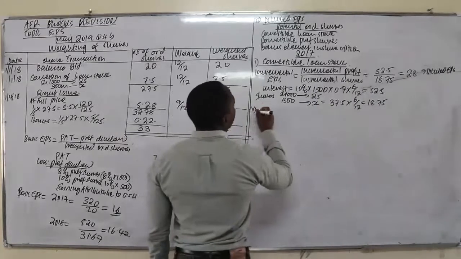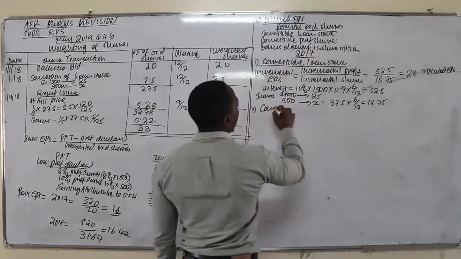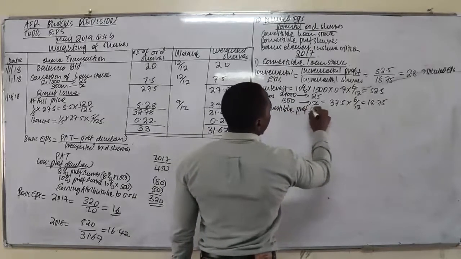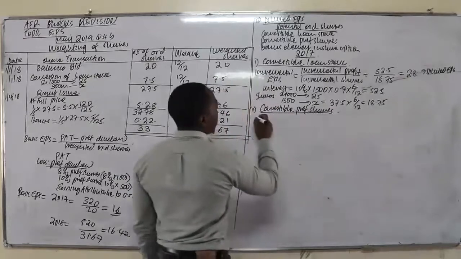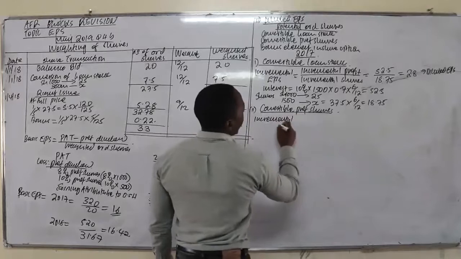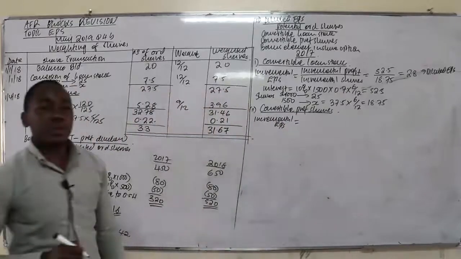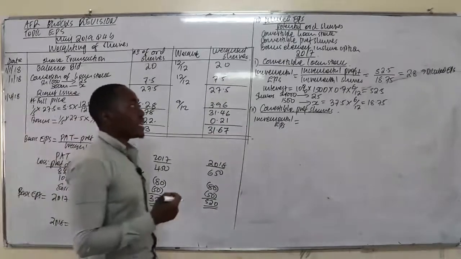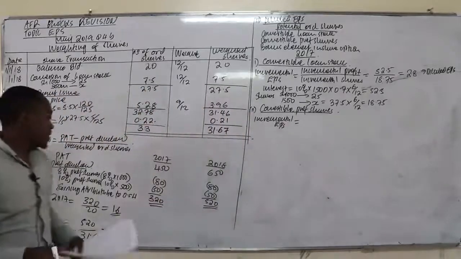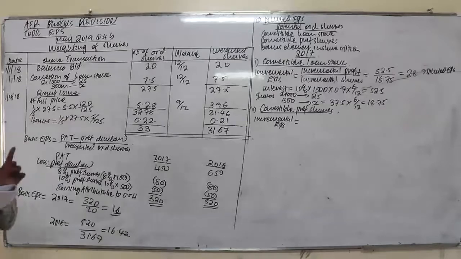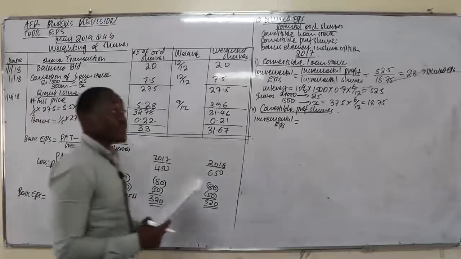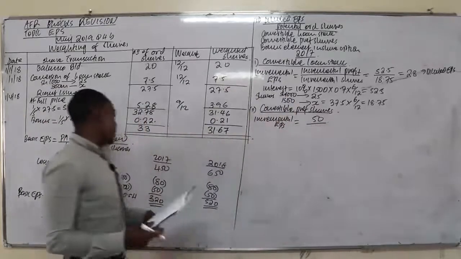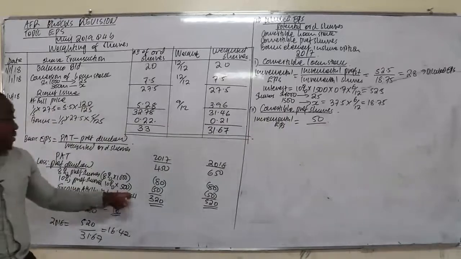Number 2, we have convertible preference shares. So we compute the incremental EPS. Preference share issuers pay them how? Dividends. Are we together? So if you convert them, that becomes the incremental profits. And in 2017, how much was the preference dividend? In this case, remember, you're only looking at the convertible preference share, not redeemable preference share. It was 10% of 500, which was 50. This is what we computed here.